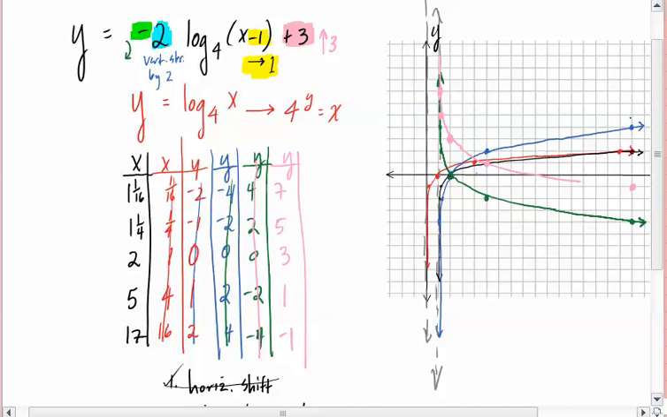Now I could find my x-intercept there exactly, but I'm not going to worry about that right now because we're already at 12 minutes and 36 seconds. So I hope this was helpful. There is your final answer and final graphing of that logarithmic function.